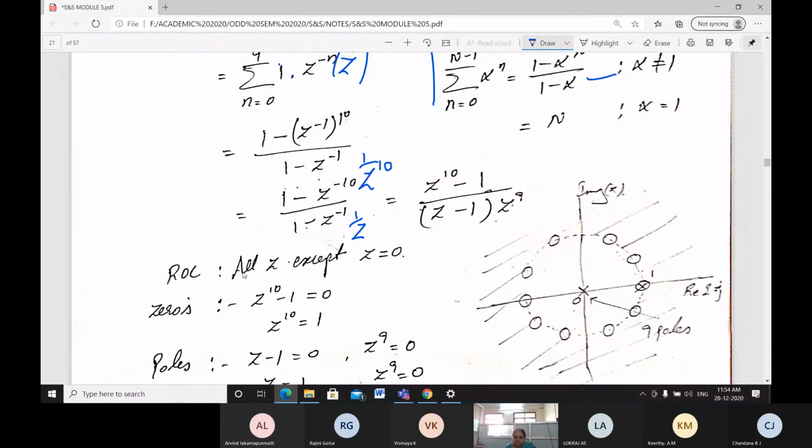Observe here, the ROC is going to exist for the whole z plane, but except at z equals 0. It is not going to exist there. That's what it means.